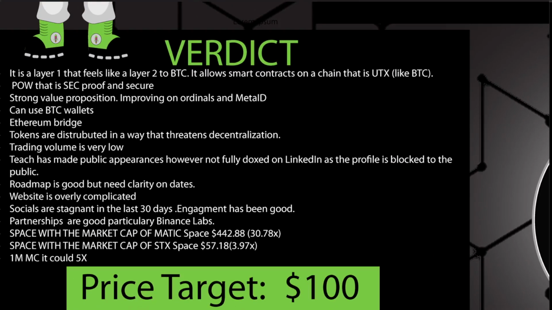These are some added points. So it allows smart contracts again, UTXO, proof of work, and again, to repeat, it's something to secure themselves from the SEC. You know, not to be deemed as security. Proof of stake tends to be deemed as security, so be careful there. Strong value proposition, improving on ordinals. The whole concept of an ordinal was great. A lot of people were bullish, but it had issues because it created congestion on the Bitcoin network.